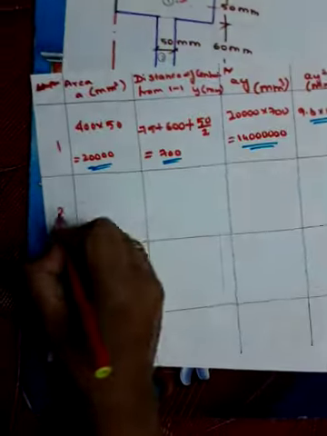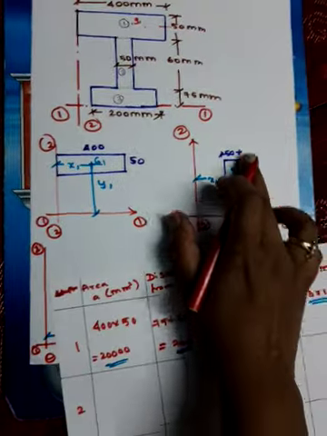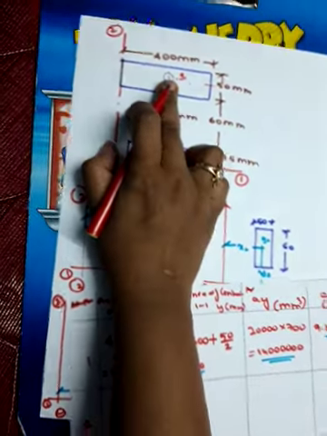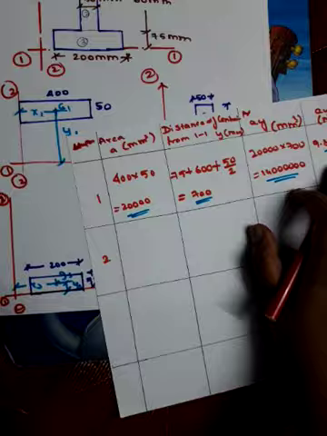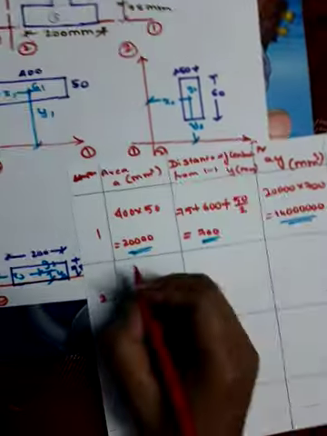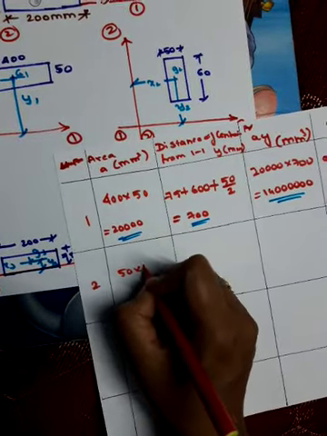Then the second component is what? This will be my second component, and you can see the area of this rectangle would be 50 into 60.